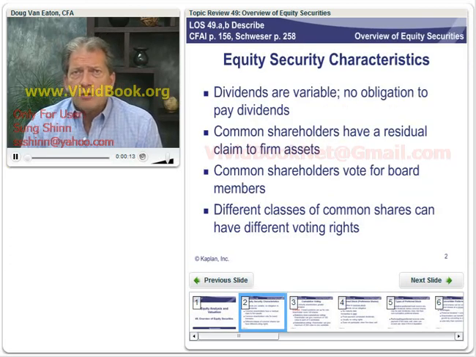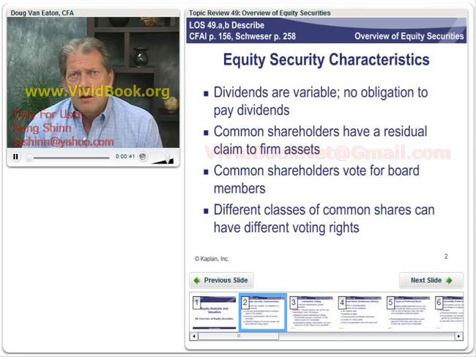Now, equity securities pay dividends, but these aren't an obligation of the firm. They can be variable. The common stock dividends, the regular quarterly dividends, are decided on by the board of directors. They meet quarterly and decide how much the dividend is going to be, when it's going to be paid, and all that. And we say it's not an obligation, either the dividends on common stock or dividends on preferred stock, because if the company misses those, they're not in default as they would be by missing payments on a debt security.